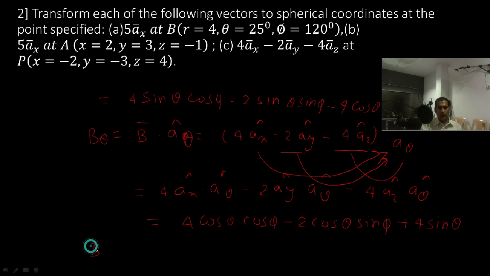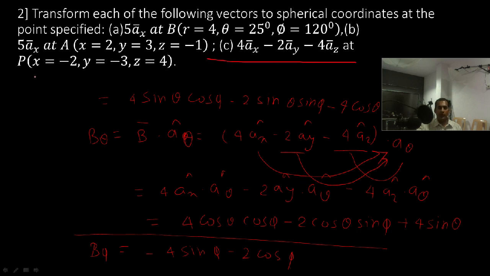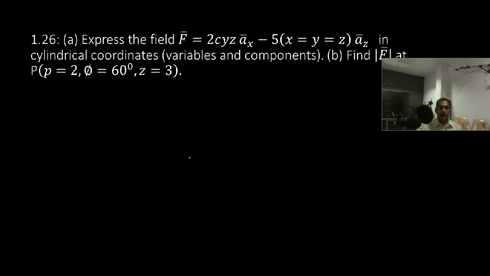In a similar way, we can get the value for B phi. I will write the direct solution for B phi: B phi will be minus 4 sin phi minus 2 cos phi. So like this we can find the solution. Similarly, you can solve the remaining parts using the same methods. Next session we will see a few more examples. Till then, have a good time.